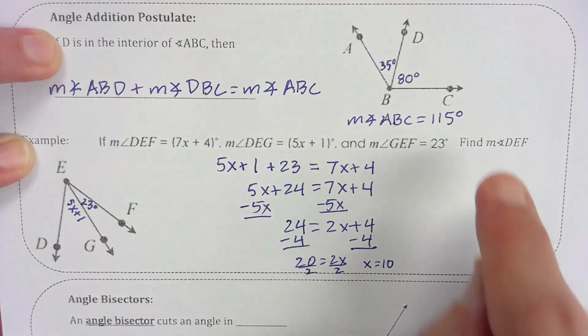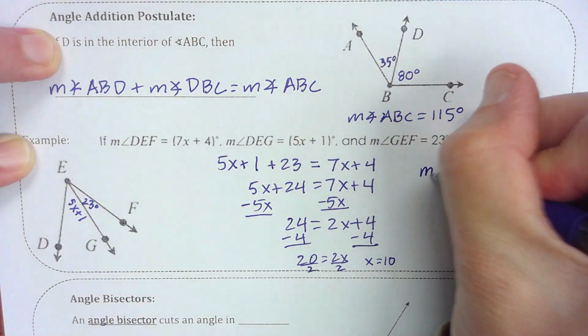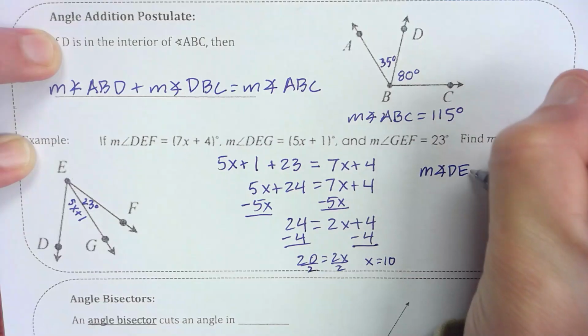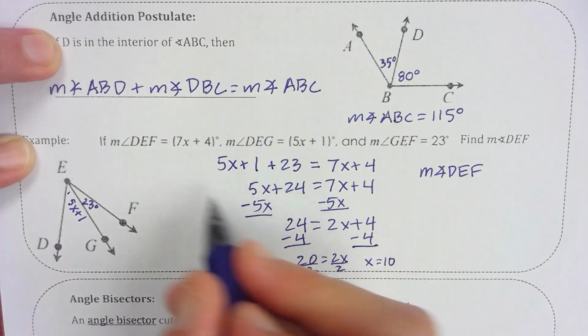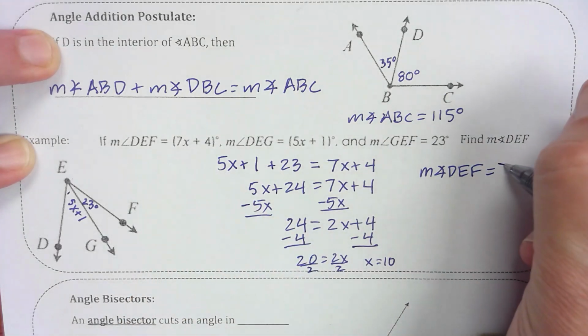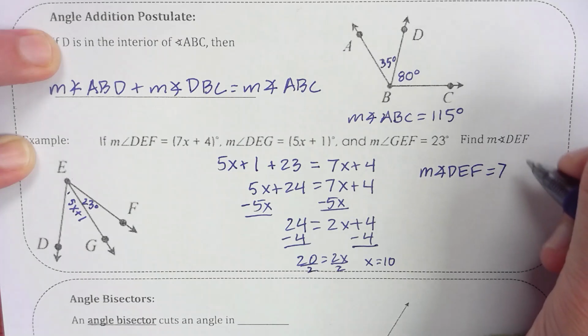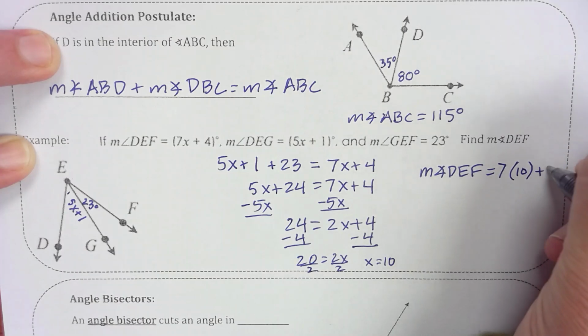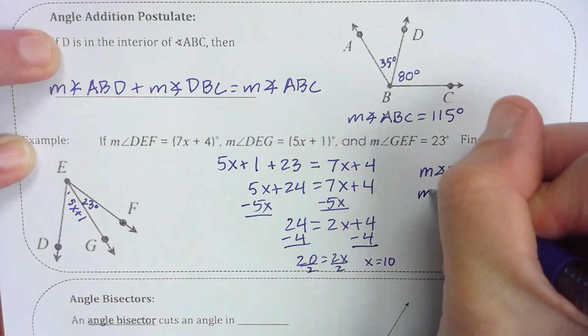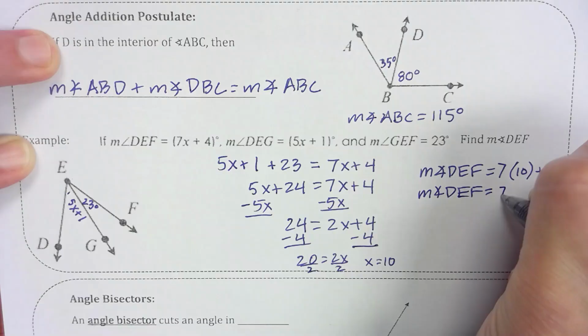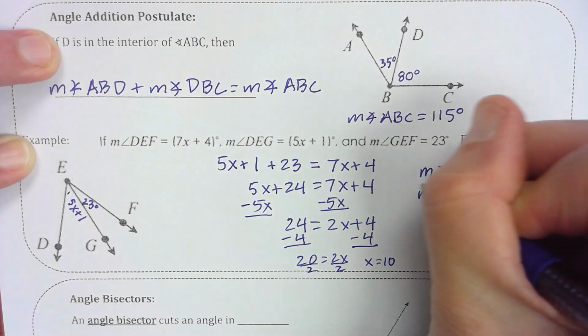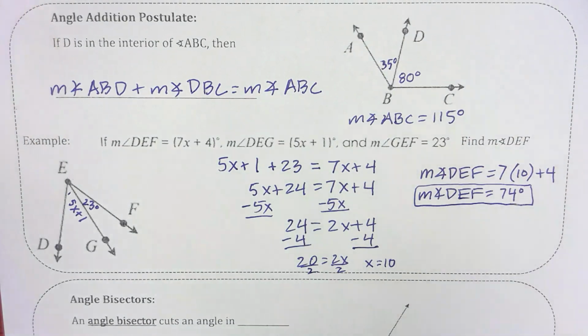Now usually, if this is an Algebra 1 problem, we're celebrating here because we're done, but we're not quite done here. We're finding the measure of DEF. So DEF is the full angle, which is 7x plus 4. So I'm going to plug in that 10 here for x, and that's how I'll find the measure of angle DEF is 74 degrees. And don't forget to box that final answer and show all those steps.